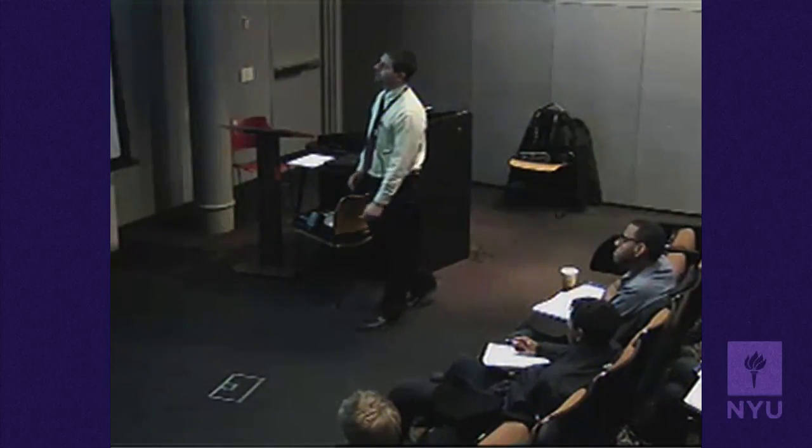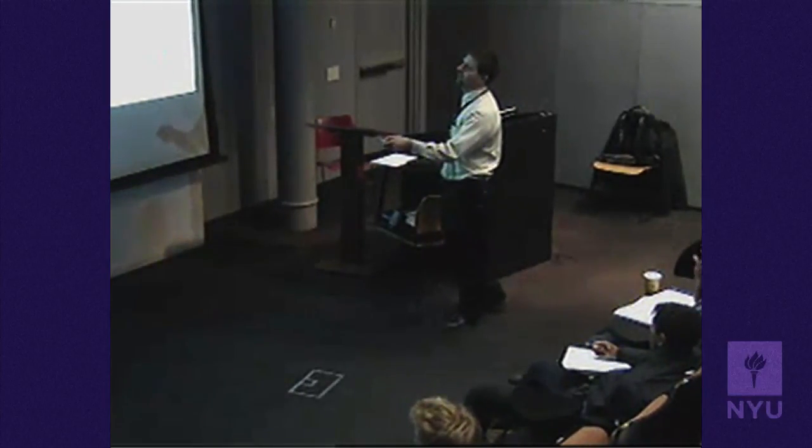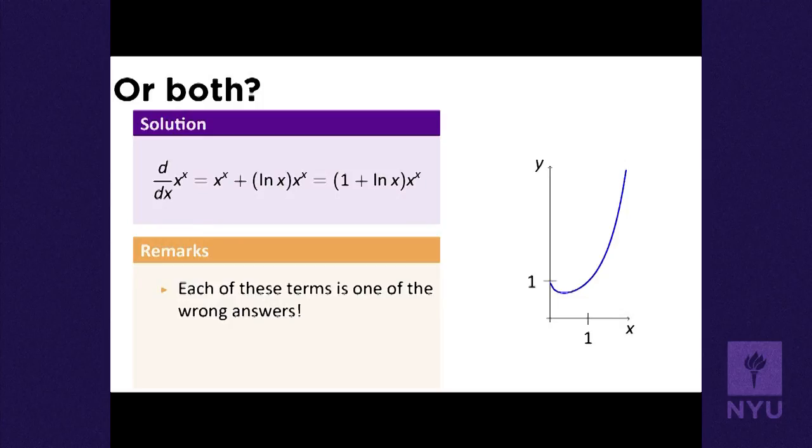Okay? So what's kind of cool is that we get the x to the x term, which was the first wrong answer, and we get the natural log of x times x to the x, which is the second wrong answer. Both of those are the answer. Add those two together, and we get the correct answer. So two wrongs do make a right in this case. Both of our wrong answers sum up to the right answer. And this function is the one that behaves like we would expect.